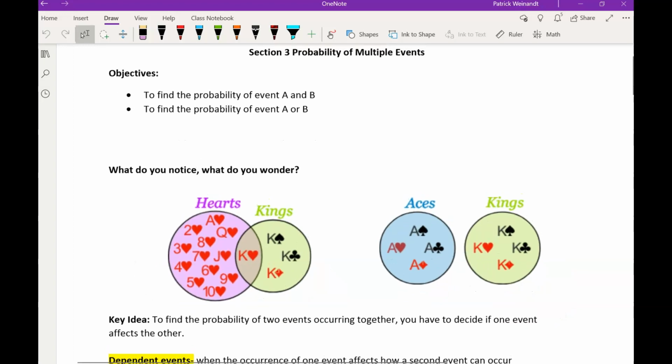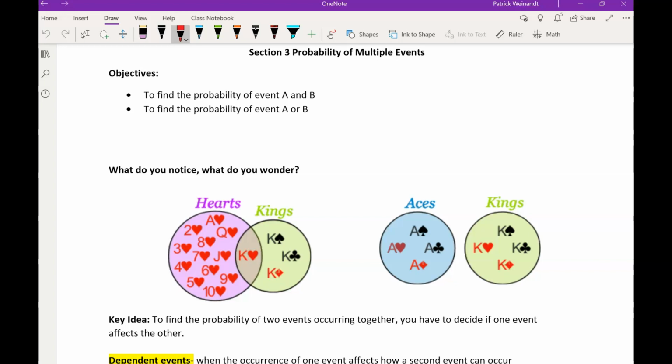So if we look here, we have these two things. Basically, you can see that this is given things from a deck of cards. And what do you notice? What do you wonder? Maybe pause the video and write down a couple observations. But you might notice that on the left here, there's hearts and there's kings. And if the event is hearts and the event is kings, you'll notice that there's a little bit of overlap because there's a king that is also a heart.